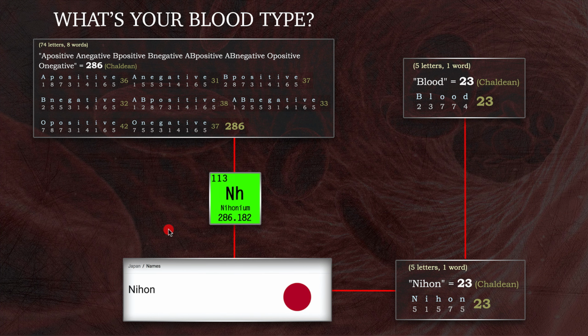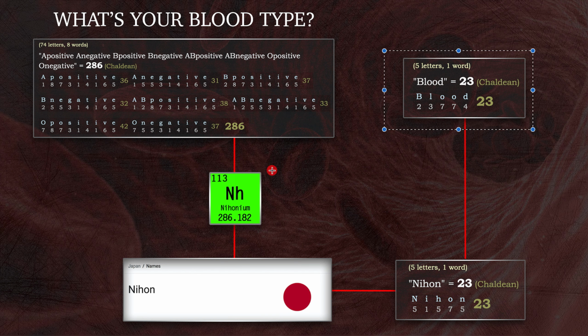In my Random Thoughts number 6, version 6, if you haven't seen that, please check it out, I decoded our blood types. Here are the 8 blood types, folks. 8 of them. Notice it's 74 letters. That's tungsten. That's illumination. It equals the number 286. And that is Nihonium's atomic mass, which is linked to Nihon, which is the name for Japan. And notice Nihon is 23, the same as the word blood.